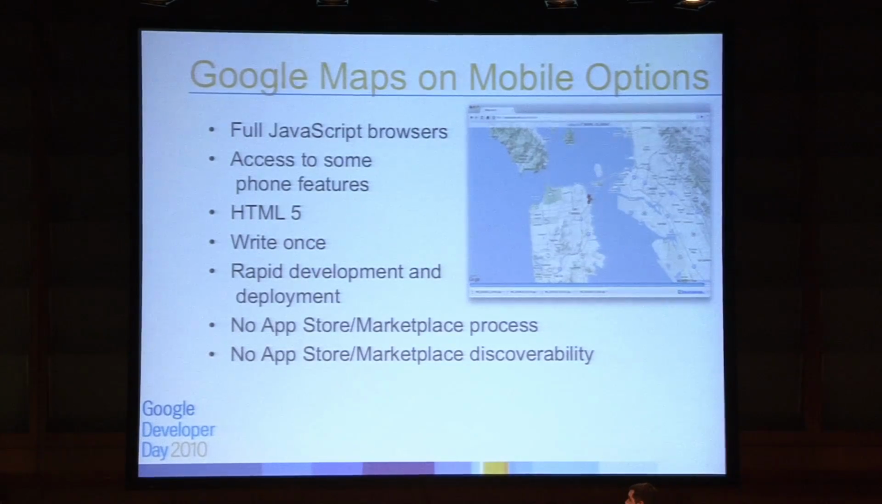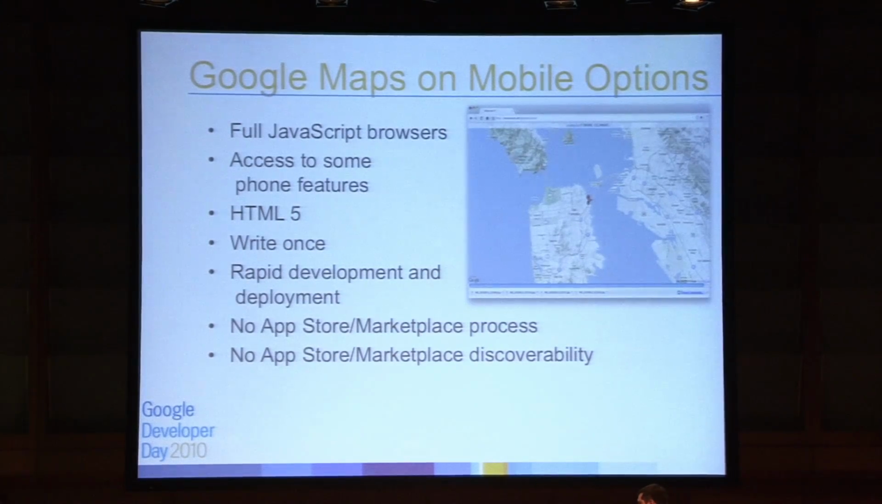Let's talk about the browser-based option specifically, and its general advantages and disadvantages. As I mentioned before, this works on any full JavaScript browser, which means you can write a map that works for your desktop, your laptop, and an iPhone or Android device or any other WebKit browser or JavaScript-enabled browser. You can get access to some of the phone features that you might see on mobile devices through HTML5 and hopefully other interfaces that are coming out.